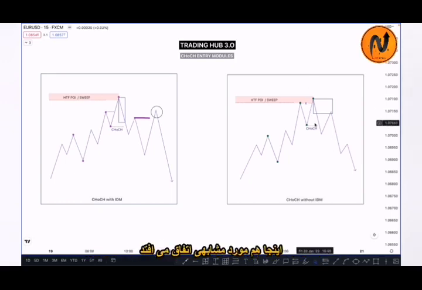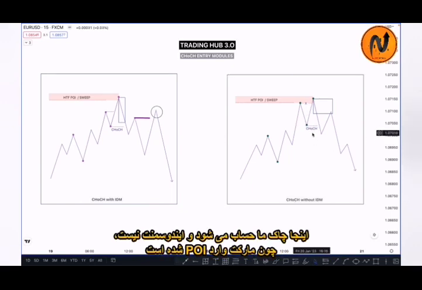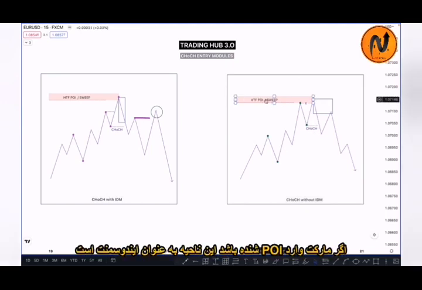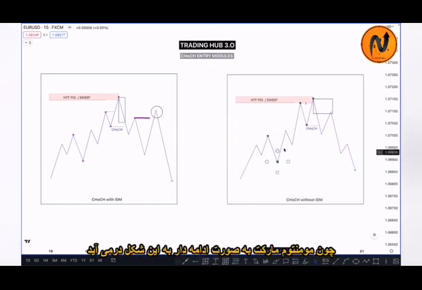And a similar thing happens here. In this case, the market breaks the previous low, and this one is our change of character. This is not an inducement because the market tapped your PY zone. If the market does not tap your PY zone, then this one is our inducement because the market momentum is looking for continuation, something like this.